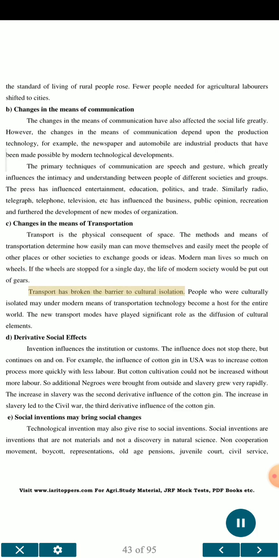Transport has broken the barrier of cultural isolation. People who were culturally isolated may, under modern means of transportation technology, become a host for the entire world. The new transport modes have played a significant role in the diffusion of cultural elements. D. Derivative social effects. Invention influences institutions or customs.